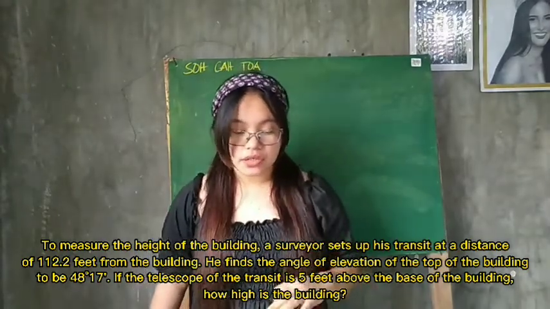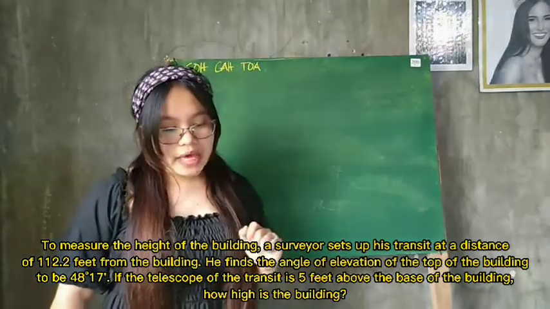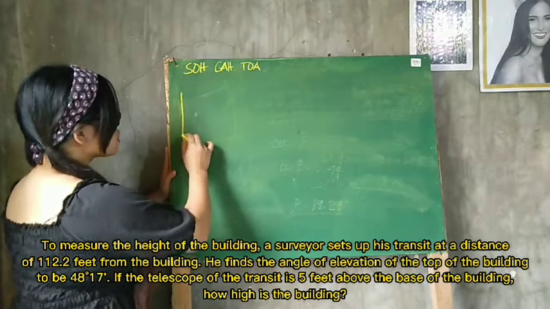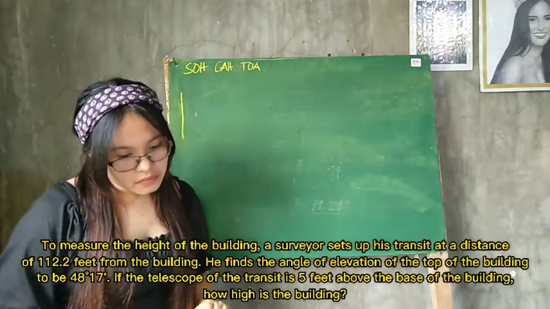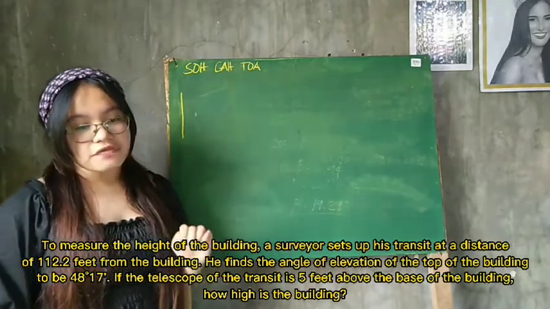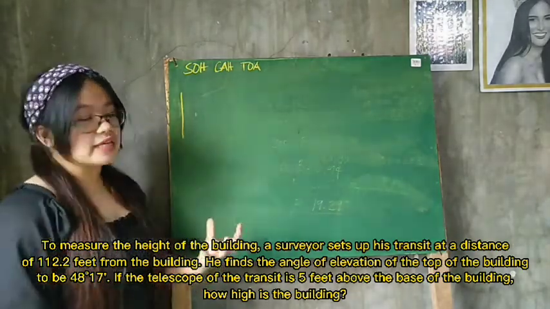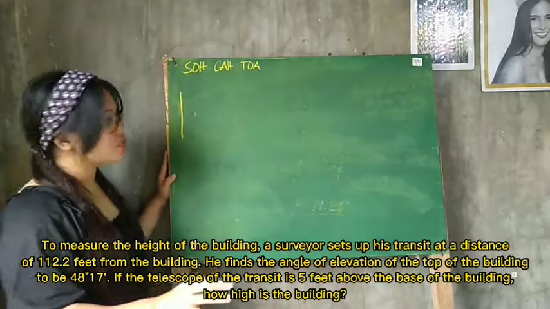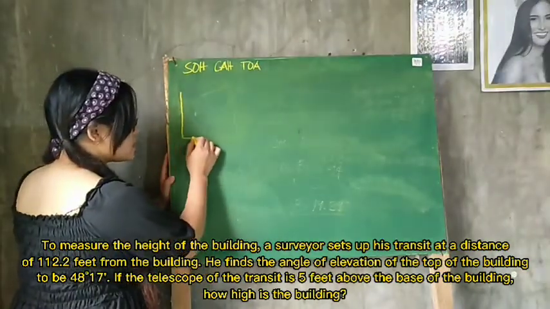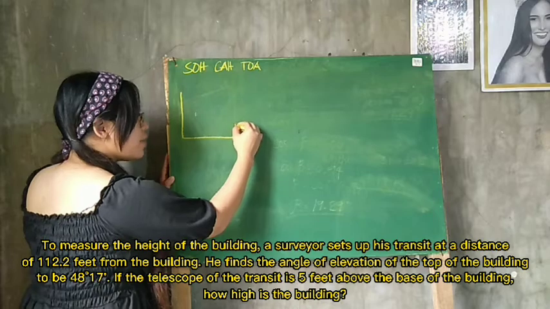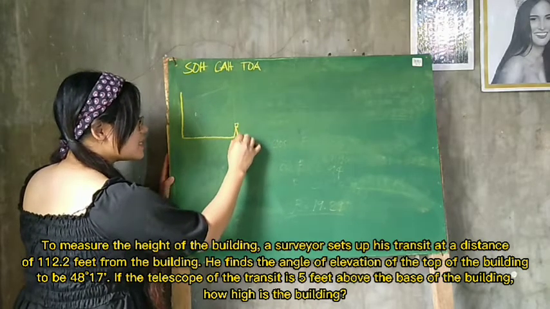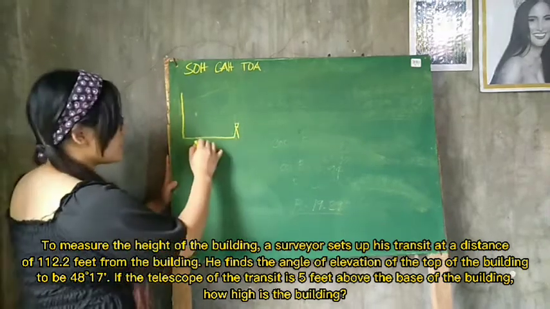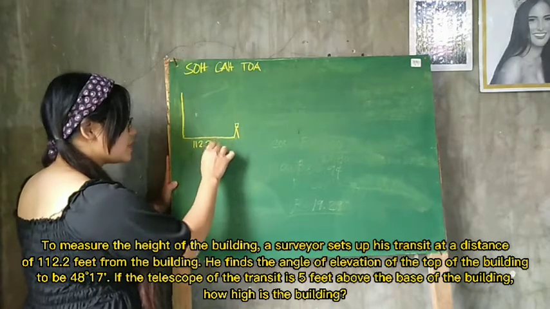So first, let's illustrate the problem. We have here a building. Then a surveyor sets up his transit at a distance of 112.2 feet from the building. So let's say this is where he sets up his transit. So the distance between the building and the transit is 112.2 feet.